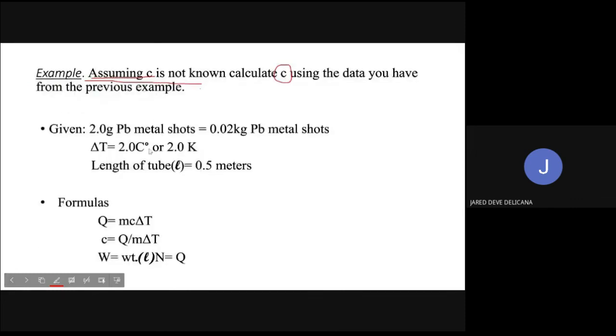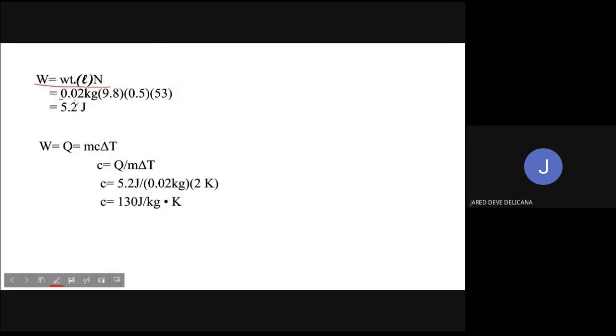So we have the formulas that we want to use here. I'm just going back here. The given is 2.0 gram lead metal shot, equal to 0.02 kilogram of lead metal shots. And then the same change of temperature, 2.0 Celsius degrees or 2.0 Kelvin, and the same length of tube. Formulas that we use: Q equals mc delta T, so c equals Q divided by m delta T, and our work is equal to weight times the length times the number of inversions. This is equal to Q. And so we have to start with the W here.